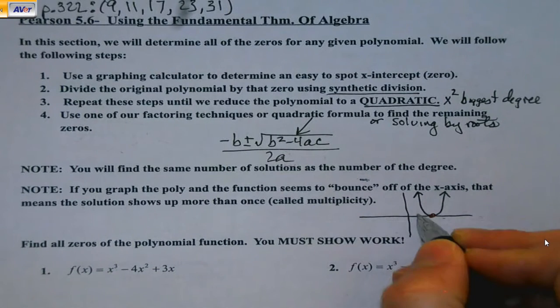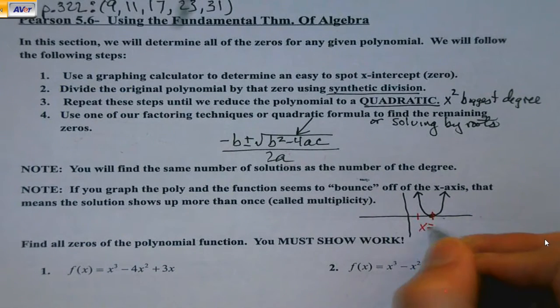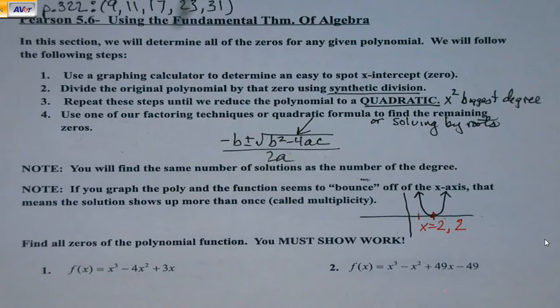So for instance on this one, let's say that was at x equals 2. If I was looking at zeros, I'd count that answer twice. It just means 2 is going to be that answer. But we'll chat more about that when we see one.